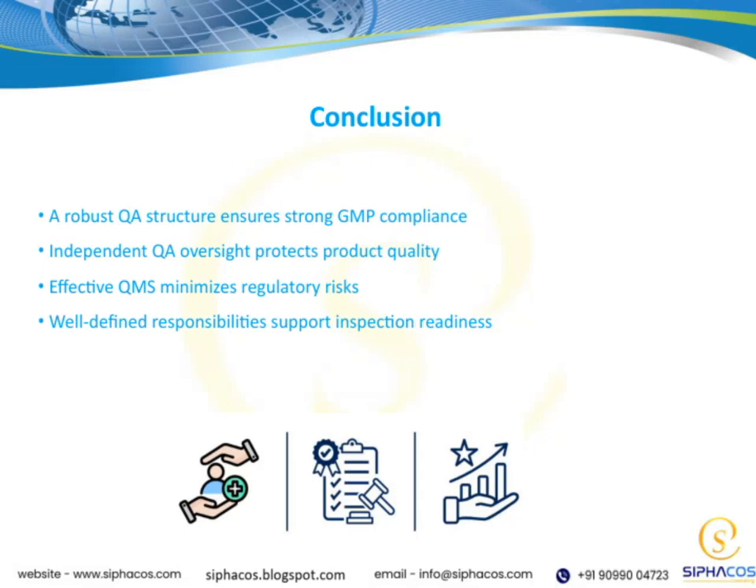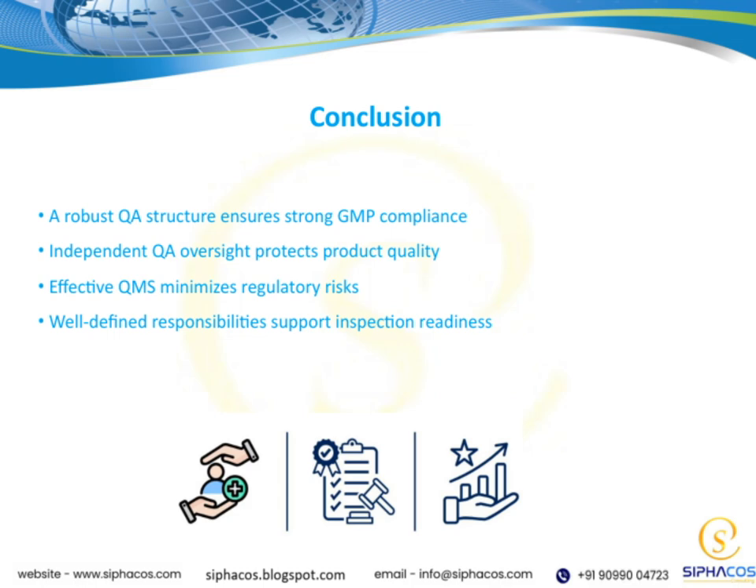Now, let's look at how a robust QA structure plays a crucial role in ensuring strong GMP compliance. Having a solid quality assurance system means we can consistently meet regulatory standards and maintain high product quality. Independent QA oversight is equally important because it provides an objective check, protecting the integrity of our products and preventing any conflicts of interest.